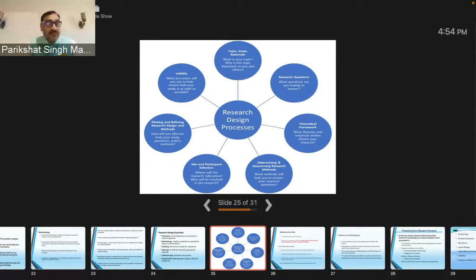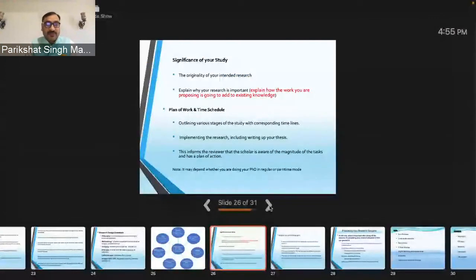And validity obviously is an important aspect. What processes will help you to ensure that your study is as valid as possible, that it is a positive one. Obviously, this comes to the significance aspect. Originality is a very important aspect, but how does your work add to existing knowledge? Explaining that particular aspect in your research proposal, vis-a-vis the other research that is being done, is going to be a very important aspect.